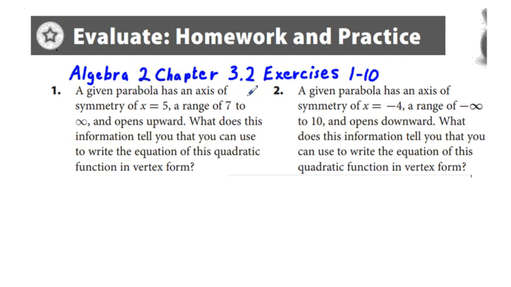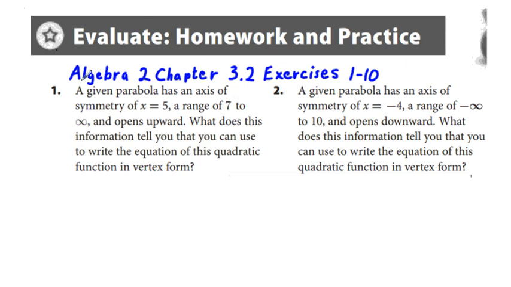Algebra 2, Chapter 3.2, Exercise 1 through 10. This section has to do with writing quadratic functions in vertex form, and it's a follow-up to the earlier video that explains the whole concept and what goes on here.